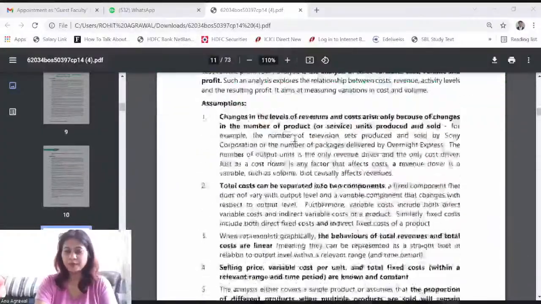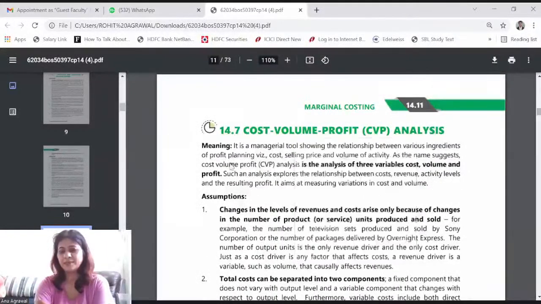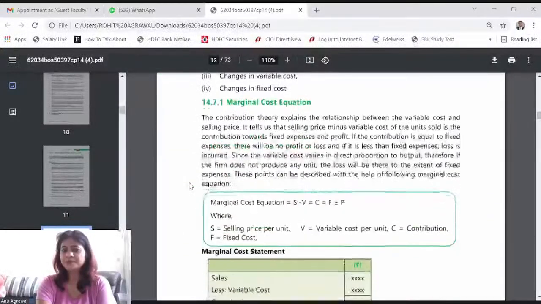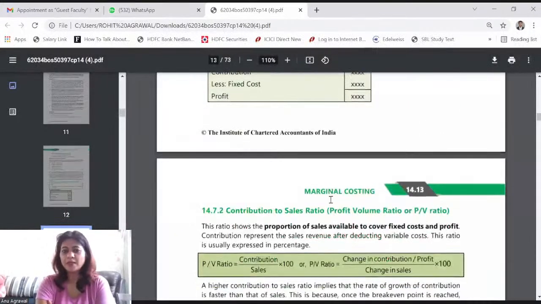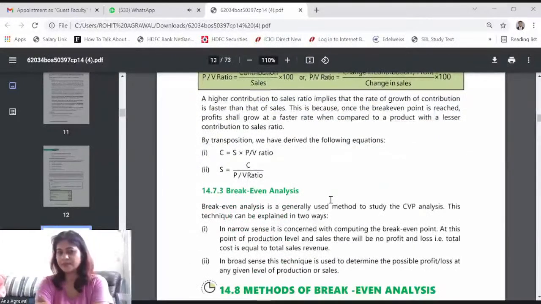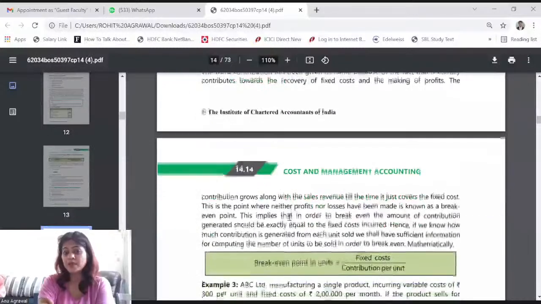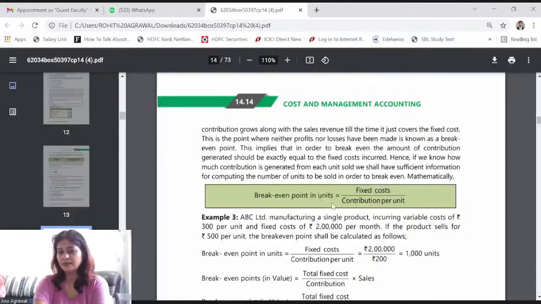They've talked about important CVP analysis and absorption costing. This theory you may read. They've talked about the marginal costing equation: selling price minus variable cost is equal to contribution, or you can say contribution is equal to fixed cost plus profit. They have talked about break-even analysis, which we do. They have said we can find break-even in an algebraic form or in a graphical form. Algebraic form means in the form of an equation.